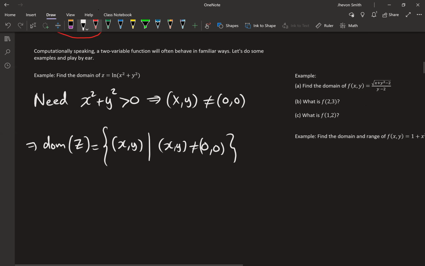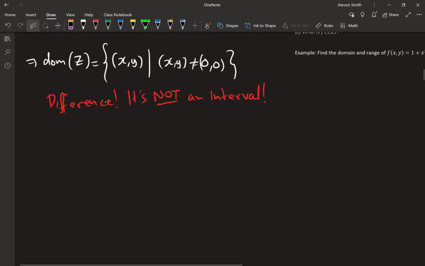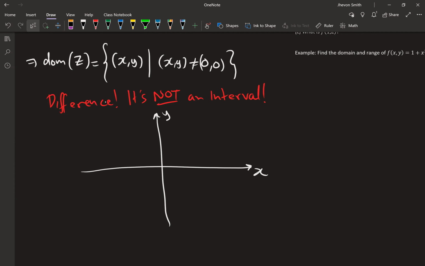Here is already a main difference. Normally we're used to seeing intervals for domain, but this is not an interval. An interval is something that lives on the real line, but here we are describing a two-dimensional set of points. I'm in the xy plane, and this is where my domain space is. Everything is allowed except the origin itself.